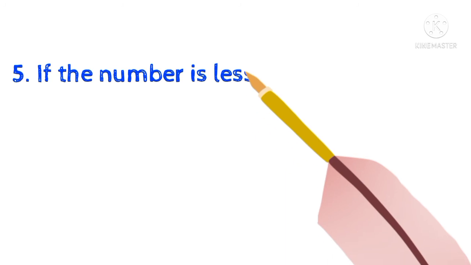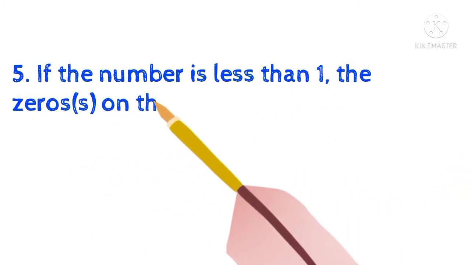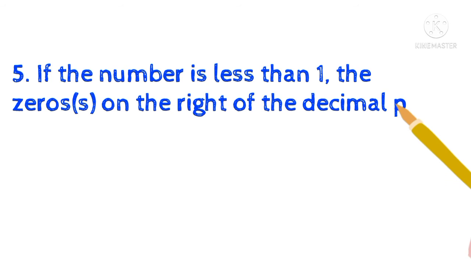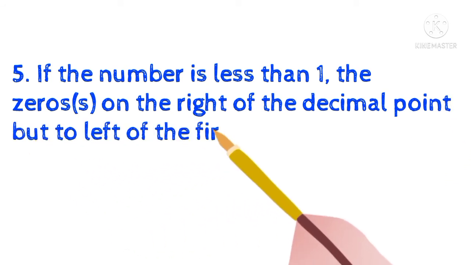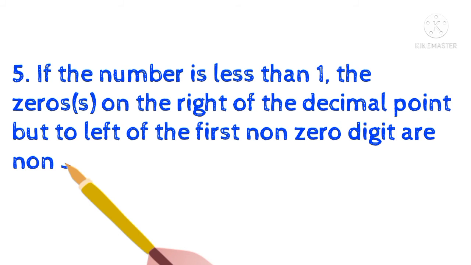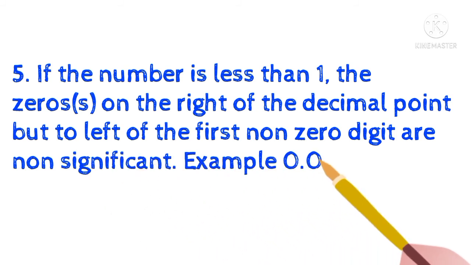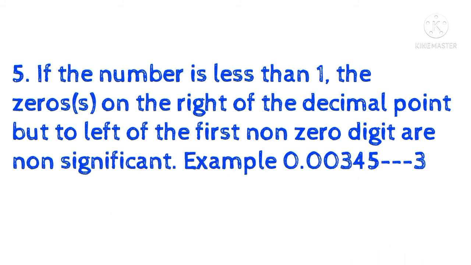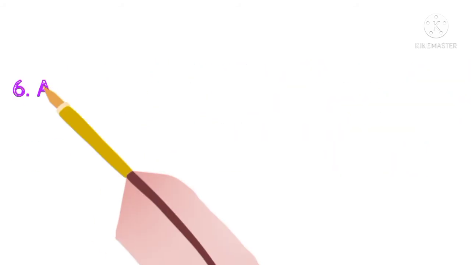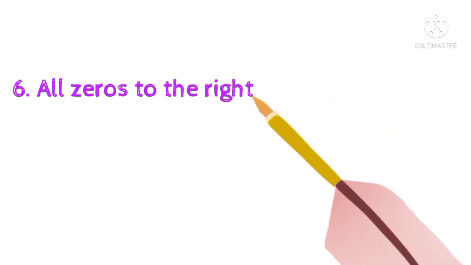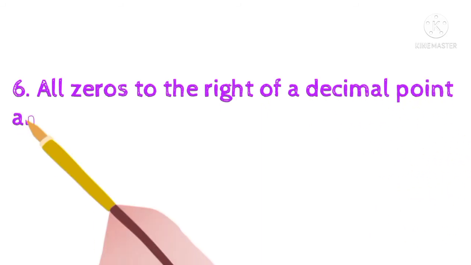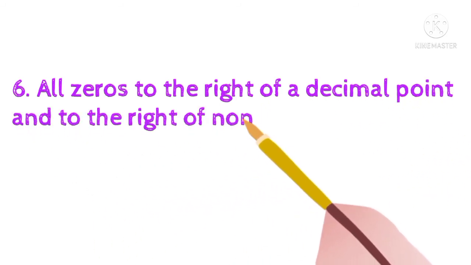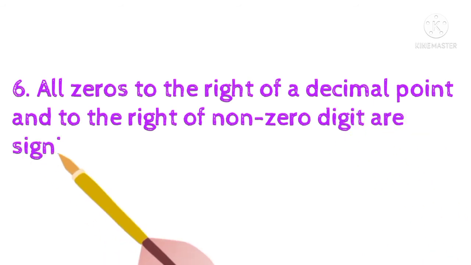The next rule is if the number is less than 1, the zeros to the right of the decimal point but to the left of the first non-zero digit are not significant. For example, 0.00345 has 3 significant figures because the two zeros before 3 and after the decimal point are not considered significant figures. The next rule is all zeros to the right of a decimal point and to the right of a non-zero digit are significant.